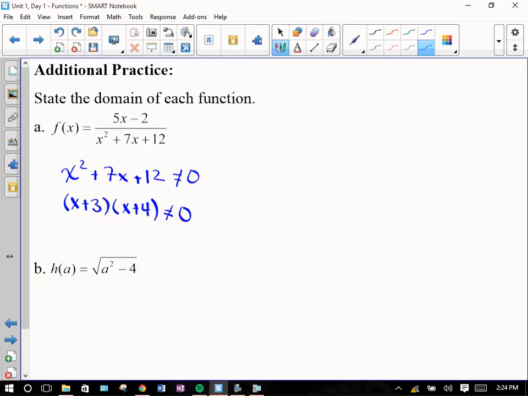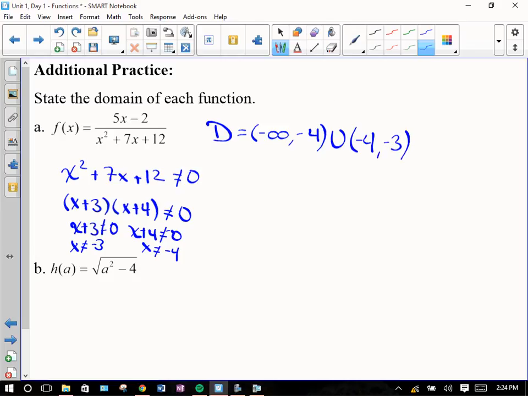What did we say? If we have 2 numbers that are multiplied together and they equal 0, one of them has to be 0. So either one of these has to be 0. So, x plus 3 can't equal 0. x plus 4 can't equal 0. So we have x can't equal -3, x can't equal -4. It could be anything else. So it could be -1 billion. So our domain would be -infinity up to -4, union -4 to -3, union -3 to infinity.